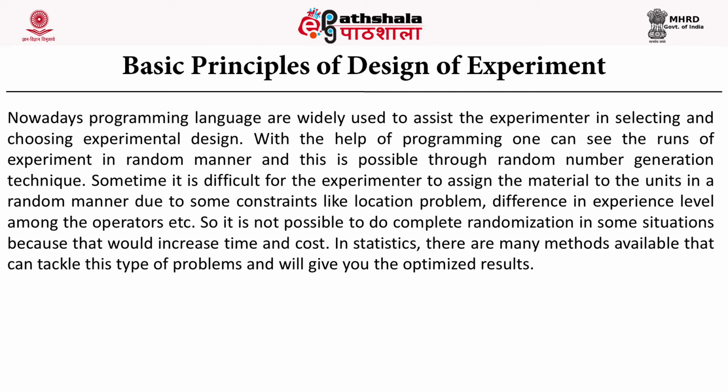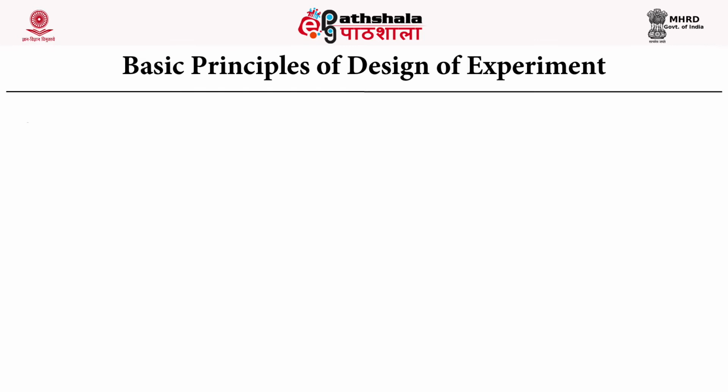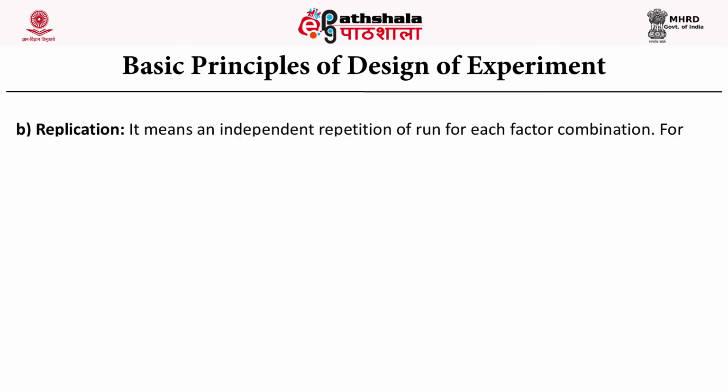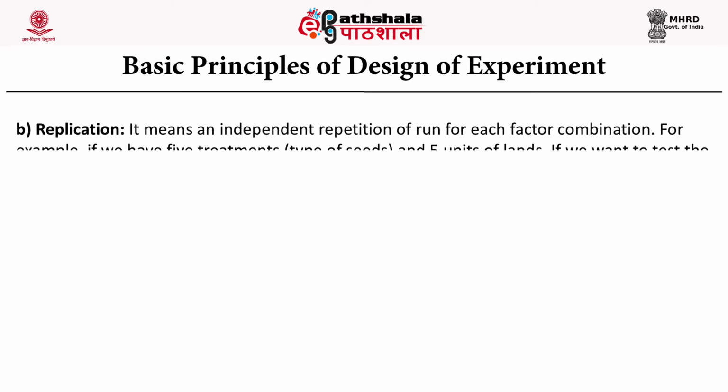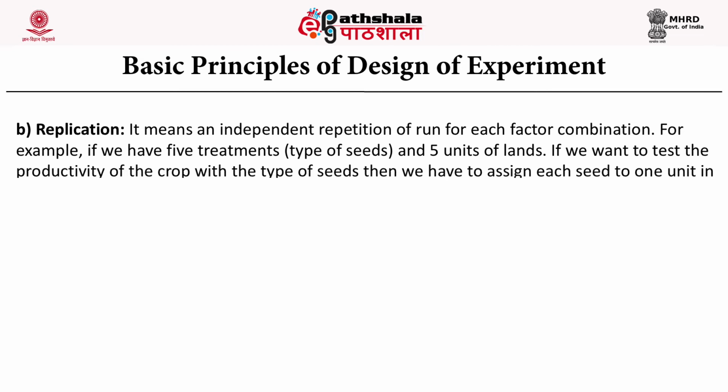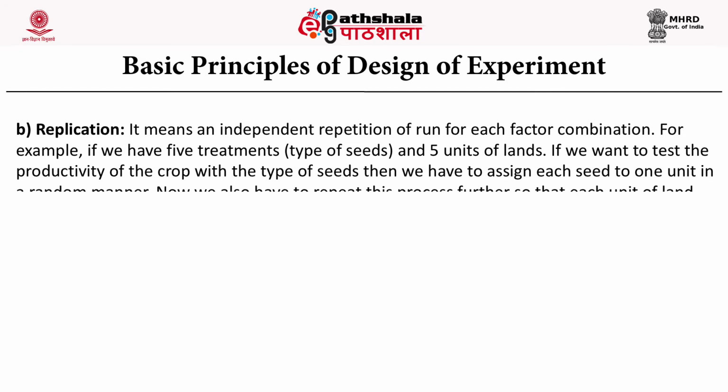So it is not possible to do complete randomization in some situations because that would increase time and cost. In statistics, there are many methods available that can tackle this type of problem and will give you optimized results. And the second principle of design of experiment is replication. It means an independent repetition of a run for each factor combination.